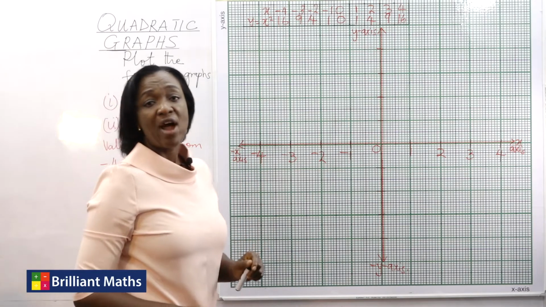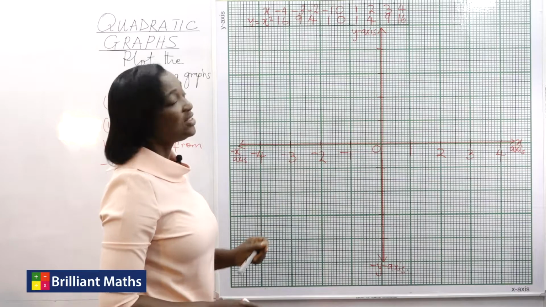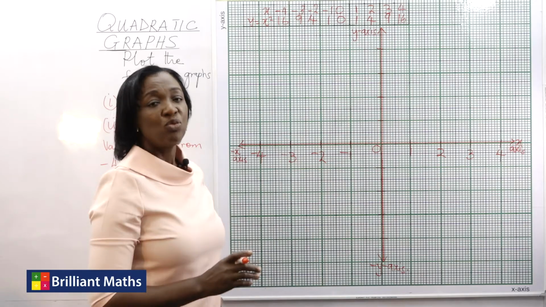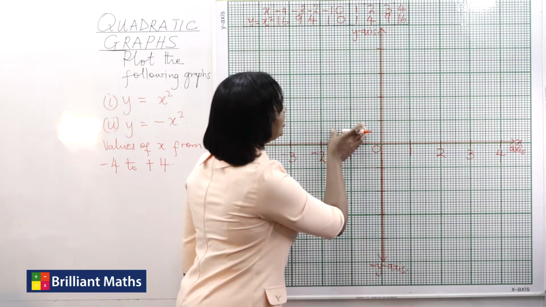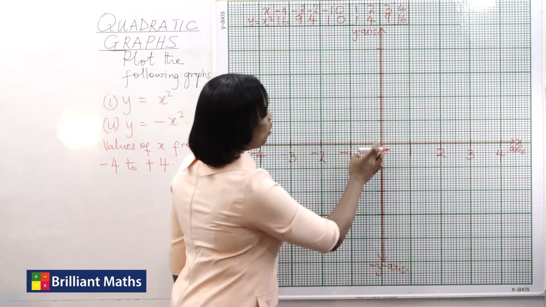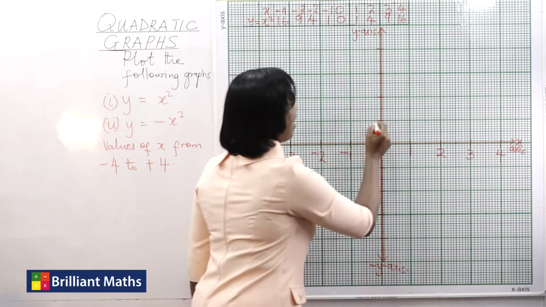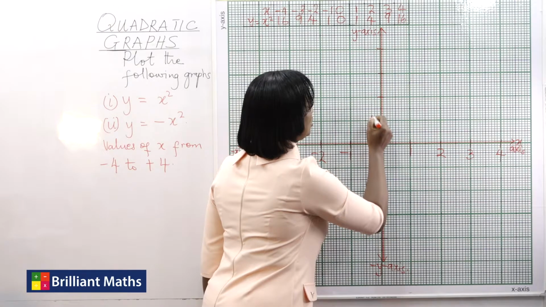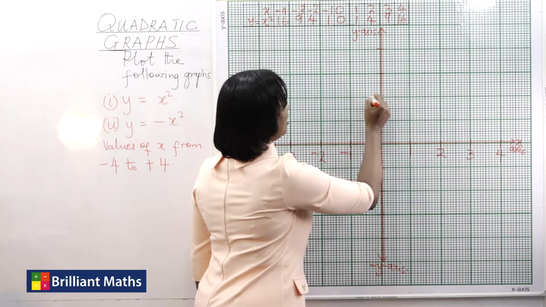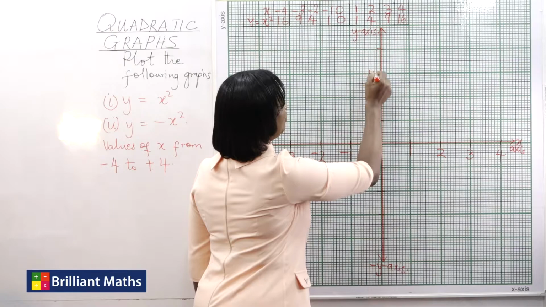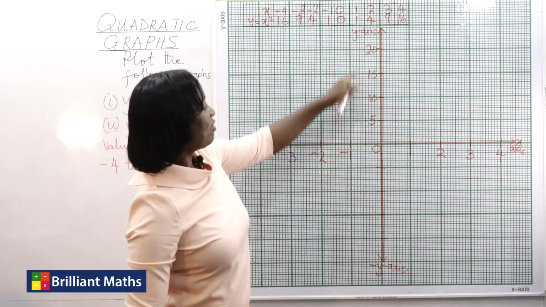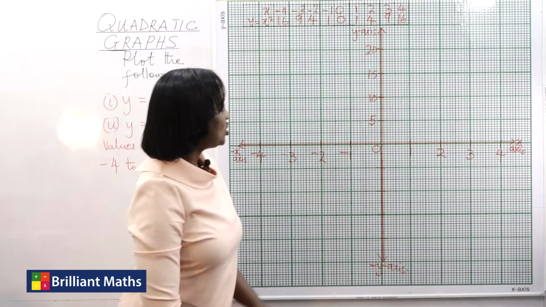The highest value of y is positive 16. The lowest value of y is 0. So that will determine the choice of the scale we're going to use. For me, I would use 1 centimeter to represent 5 units. So that's my positive 5, 10, 15, 20. So my graph falls within that range.